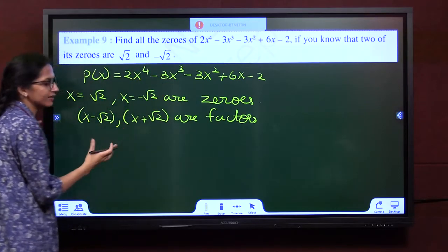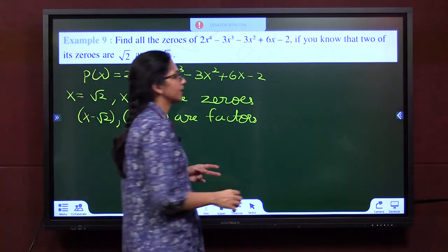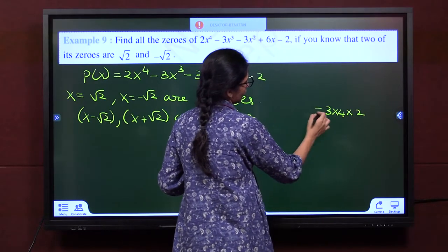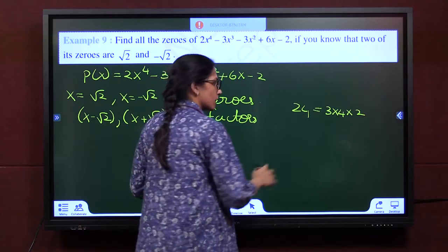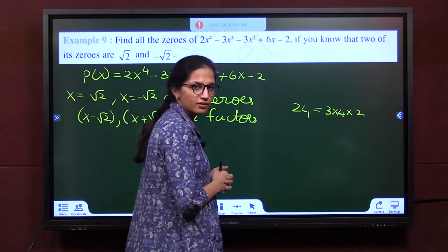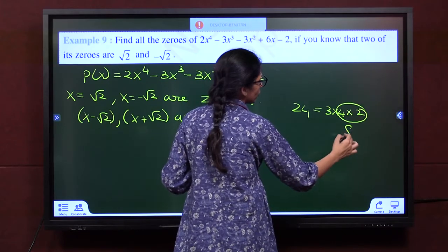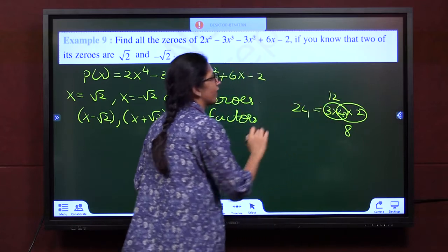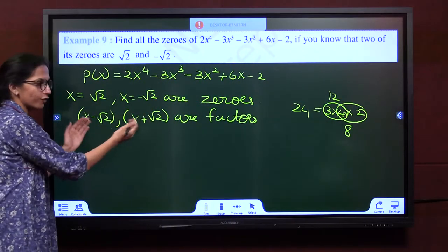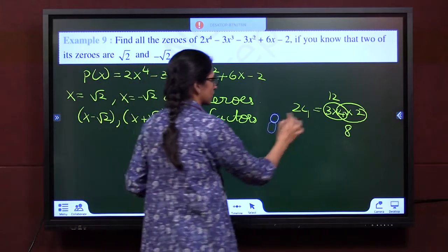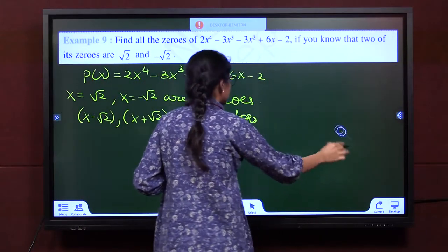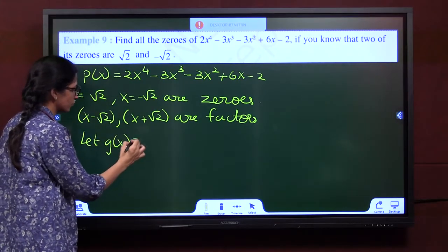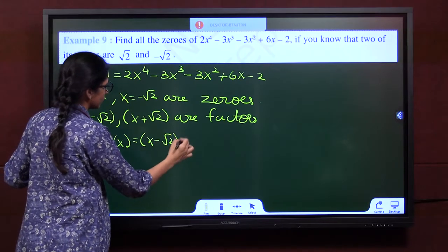If you multiply two factors, that is still a factor. What does that mean? Let us say 3 into 4 into 2, 24. 3, 4 and 2 are prime factors of 24. 4 into 2, 8. 8 is also a factor of 24. 3 into 4, 12. It is also a factor of 24. That means if you multiply two factors, you will still get a factor of that number. So, I can therefore say, let g of x equal to x minus root 2 into x plus root 2.